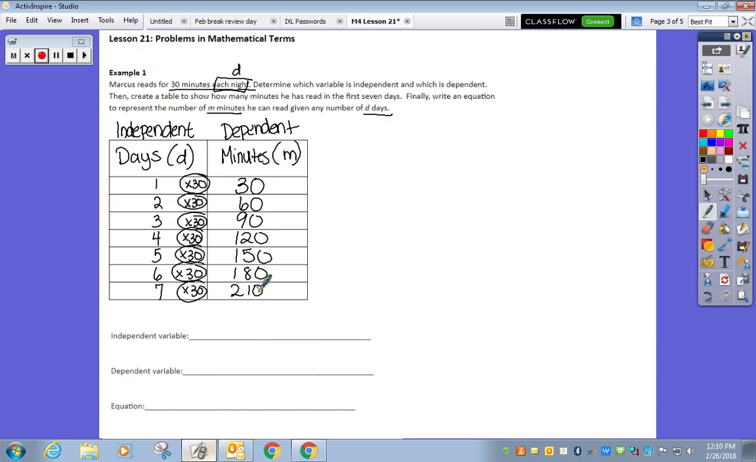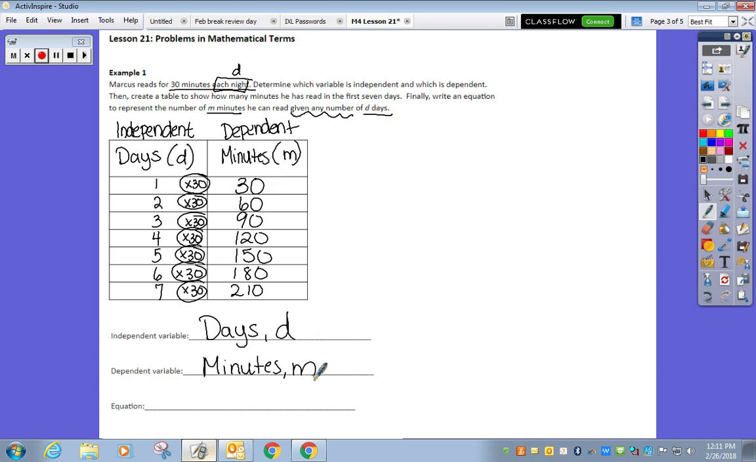Now, one thing that I also use is if it tells me it's given any number of days here, if I'm given any number, that means I can randomly pick any number, which means when I'm given any number of something, that's typically going to be my independent variable, because that's a number I can just choose. It doesn't rely on any mathematical computations to get it. So in this case, our independent variable is the days, or d. The dependent variable is the minutes, or m.